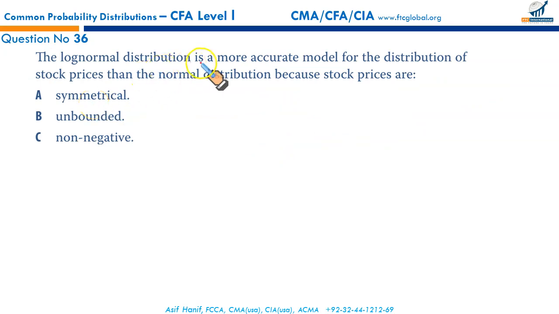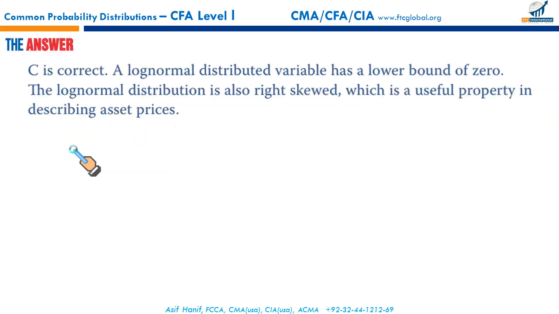The lognormal distribution is a more accurate model for the distribution of stock prices than the normal distribution because stock prices are non-negative. Prices are either 0 or they have some number, so they are non-negative. So that makes C the correct option.